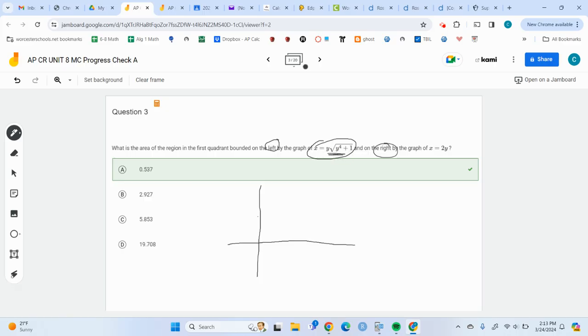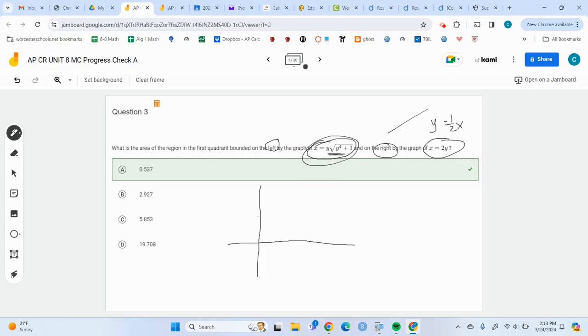And like, if I look at this, I don't necessarily know what x equals y squared of y to the fourth plus 1 looks like. I mean, who knows what that looks like off the top of their head, right? And then x equals 2y. I could think, all right, if I solve for y, it'd be 1/2 x. That is a line with a slope of 1/2.